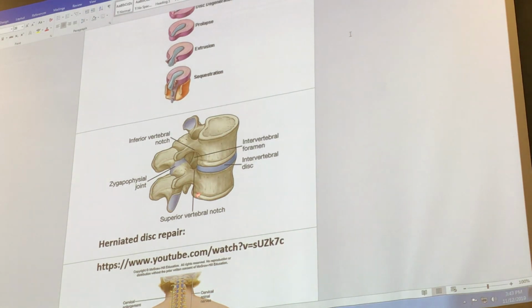Remember, the disc isn't there anymore, and they use it to fuse the two vertebrae together. So you get some limited range of motion in that area. Obviously, it's not going to move like it does when you have a disc in place, but at least it stabilizes it to some degree.